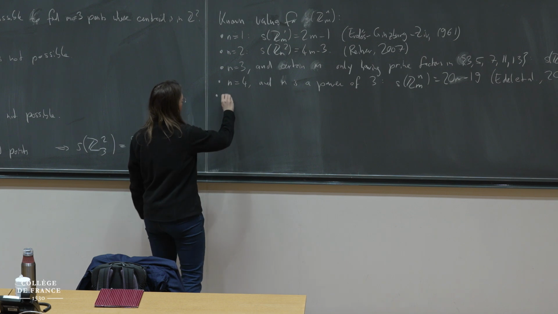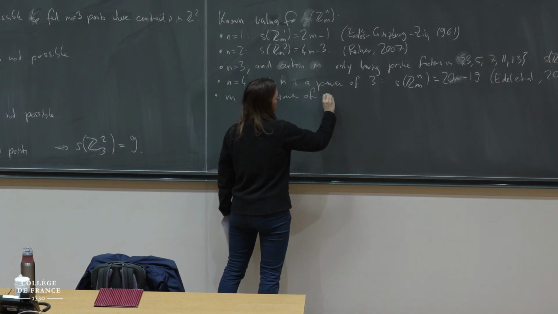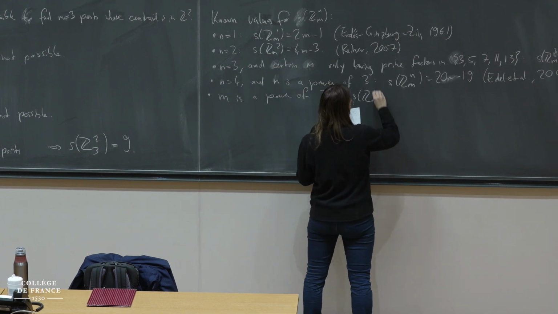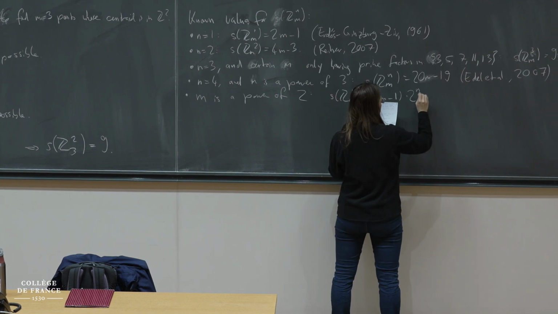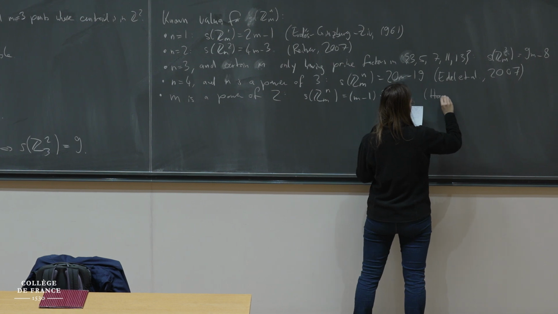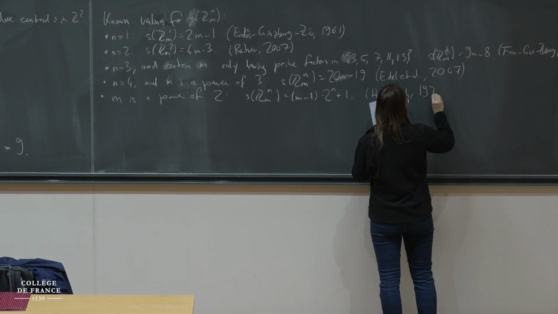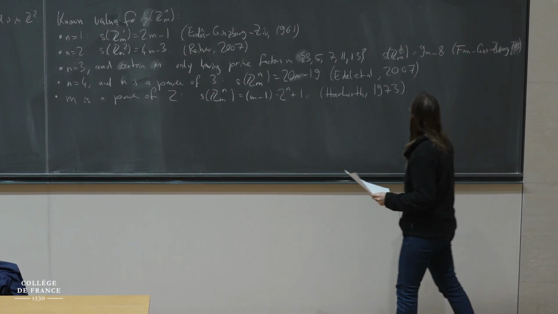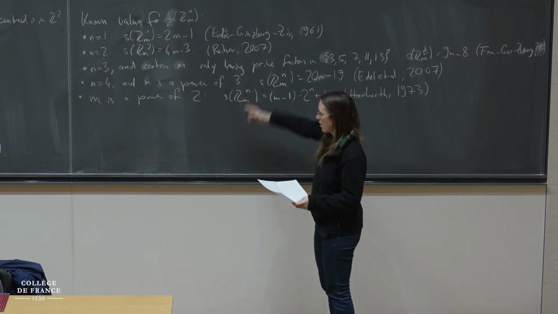One easy case is if m is a power of 2. If m is a power of 2 and n is anything, then it's known that s of Z_m to the n is (m minus 1) times 2 to the n plus 1. And that was first shown by Harborth. But it's a relatively simple argument. So that was shown by Harborth in 1973.